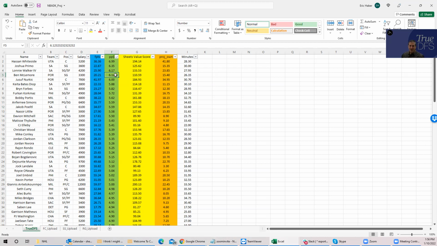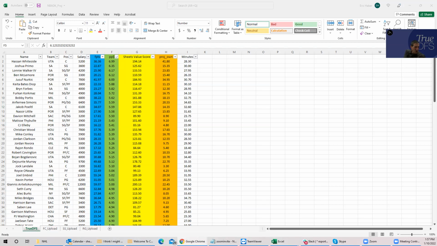The guys I'm referring to: I already mentioned Hassan Whiteside, definitely the best points per dollar play on the slate. But if you want to look at some of these other cheapos, now we're talking about some San Antonio guys. Just to run through who those are based on the sheets, you're going to have Josh Primo at 3,600.